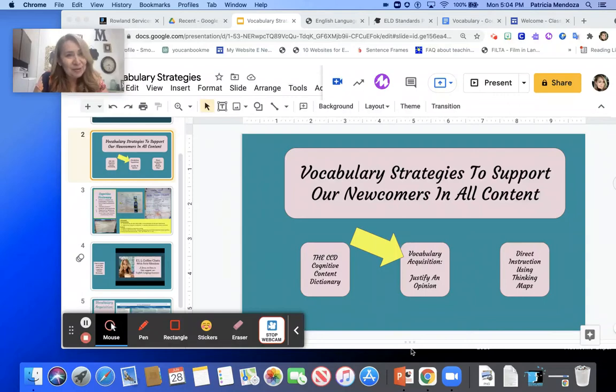Hi everyone, I am Patricia Mendoza, and today I am going to share with you a strategy that supports all our newcomers, specifically to vocabulary. Now, our focus in this series is vocabulary acquisition, and I want them to justify an opinion.